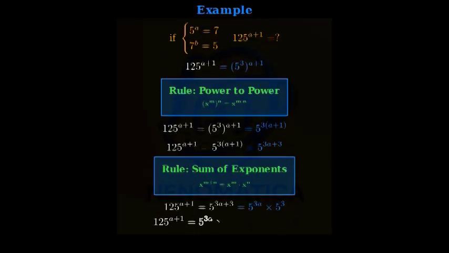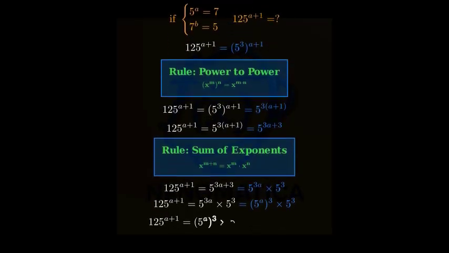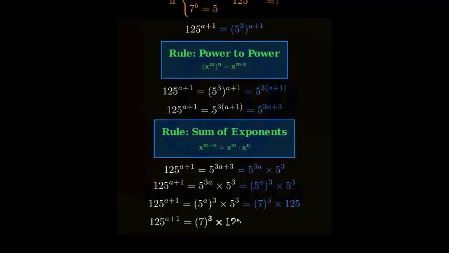Now, we know that 5 to the a equals 7, so we can write 5 to the 3a as (5 to the a) cubed, which is 7 cubed. And 5 cubed is 125. Finally, let's calculate 7 cubed.